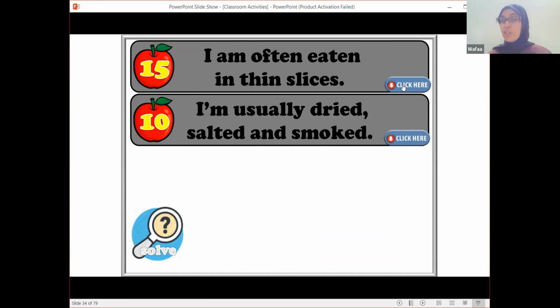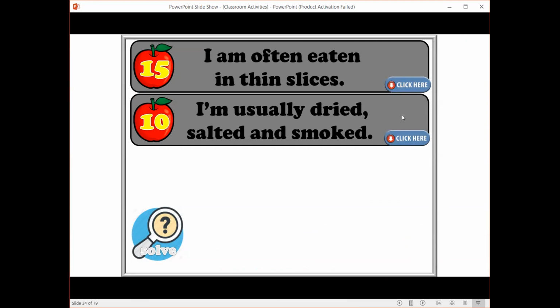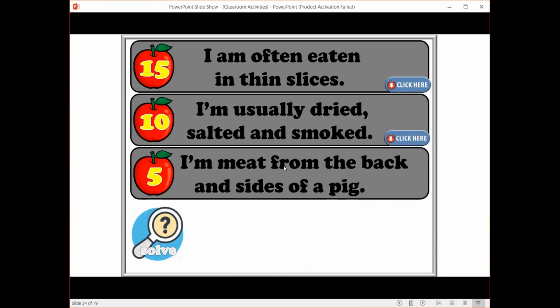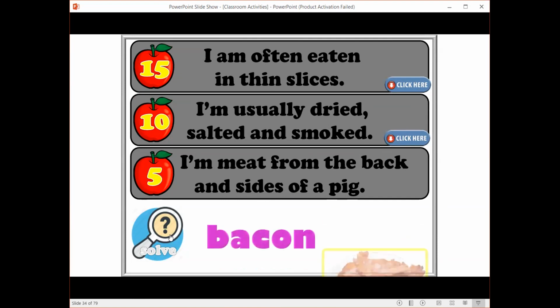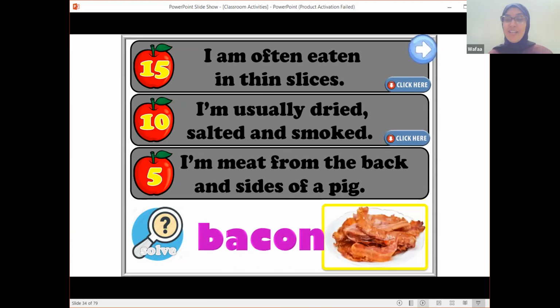I'm usually dried, salted, and smoked. Meat. Turkey. I am meat from the back and sides of a pig. Oh my goodness. This is bacon. Yeah, it's bacon. That's right.